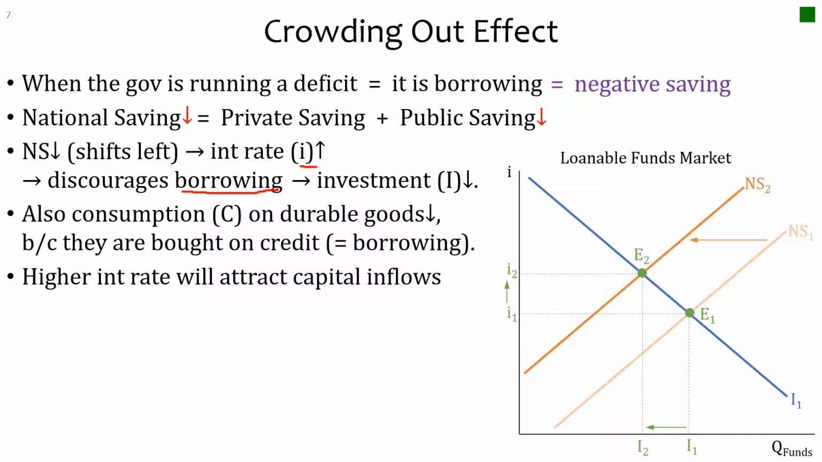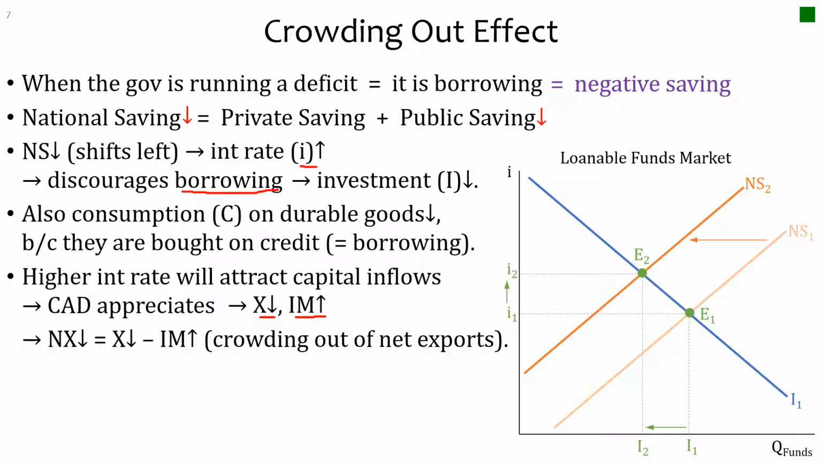Also, higher interest rate is going to attract capital inflows. So if you remember, we had this idea of foreigners investing in Canadian assets. If the interest rate is higher in Canada, they're going to be attracted to investing in Canada. So they're going to buy our Canadian dollar. So the Canadian dollar is going to appreciate. And when the Canadian dollar appreciates, our exports are going to fall, our imports are going to rise. For foreigners, it's going to be more difficult to buy from us, so exports are going to fall. For us, it's going to be easier to buy from them, so our imports are going to rise. Both of them are going to result in lower net exports, and that's called the crowding out of net exports.